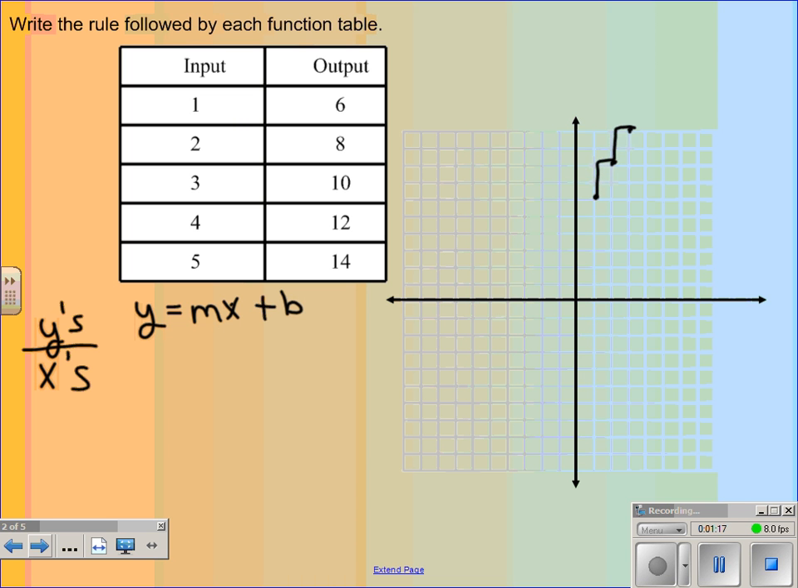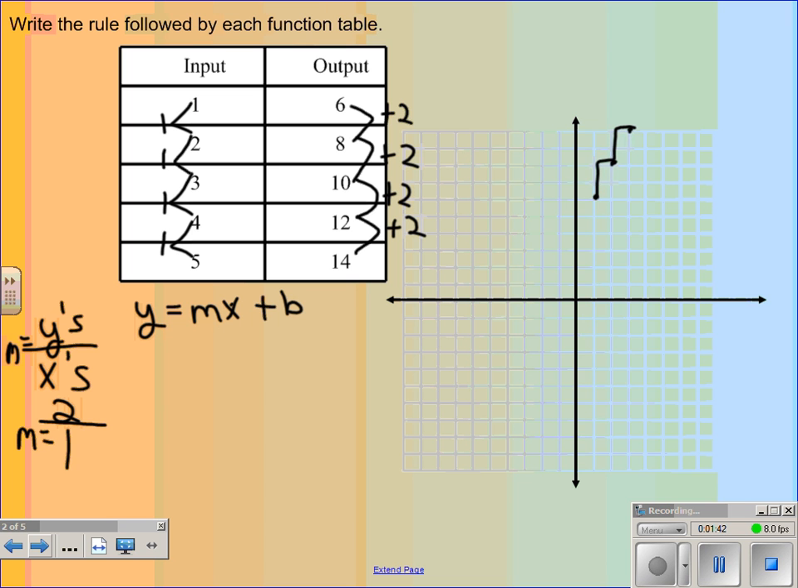So the change in my output is going to be a positive 2, a positive 2. You can see where this is going. That's going to be on the top, so my change in y's is 2. And even though it's only 1, we still have to consider the change in our inputs, or our x's. So that's going to give me 2 over 1. In other words, our slope m is equal to 2.